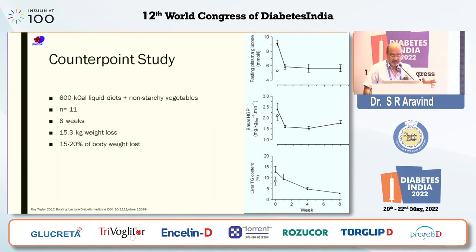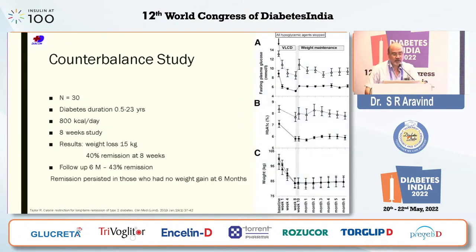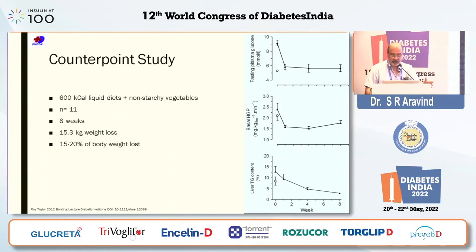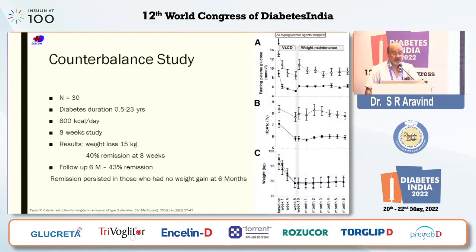This is quite interesting. 600 kilocalorie liquid diet, non-starchy vegetables, 11 people, 8 weeks, weight loss was 15 kgs. That is about 15 to 20% of the body weight. And on the right side where you see all the graphs, the decrease in the fasting plasma, the basal hepatic glucose production came down, and the liver triglyceride content actually started to drop. So that means you can make somebody lose weight quickly, and you can reverse all the metabolic changes of type 2 diabetes. And then you have a counterbalance study.